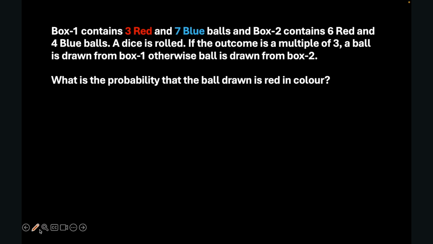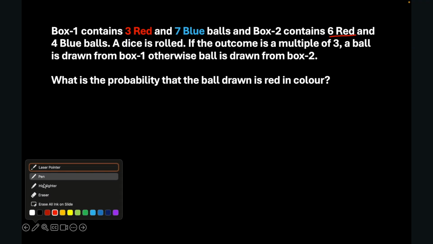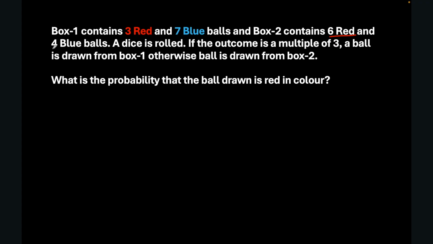In this question we're told that box 1 contains 3 red and 7 blue balls. Box 2 contains 6 red and 4 blue. A dice is rolled. If the outcome is a multiple of 3, a ball is drawn from box 1. Otherwise, a ball is drawn from box 2. What is the probability that the ball drawn is red in color?